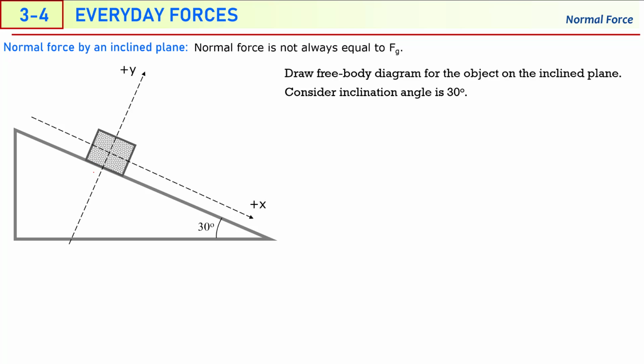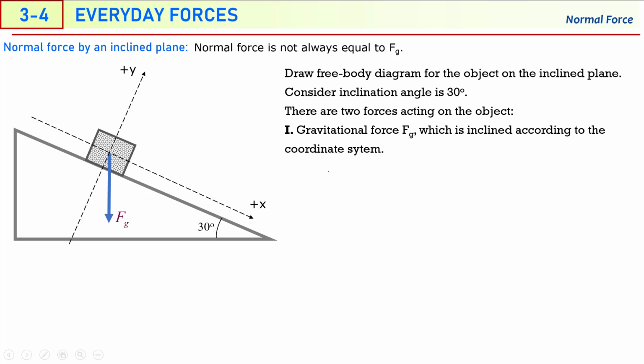Now I will draw the forces acting on this object. The first force is the gravitational force. Of course, Earth always pulls the object down, vertically. The first force is Fg, the gravitational force. But this force, as you see, is inclined according to the xy coordinate system.